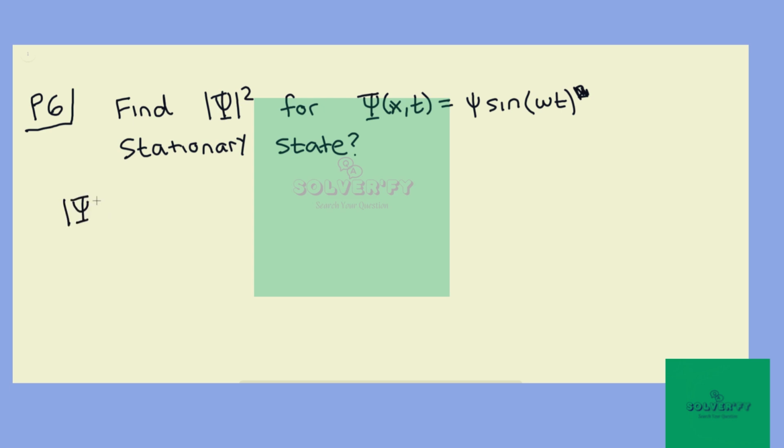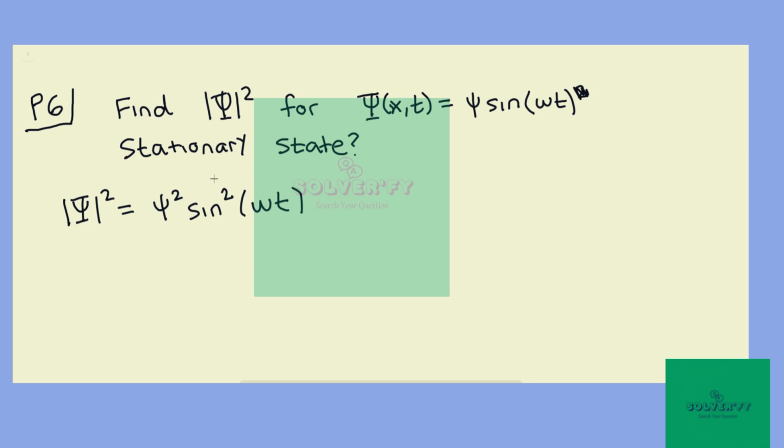The square of our wave function is really just going to be the square of the time independent part and the square of the sine function. So it's relatively straightforward. Ordinarily, if we had complex valued quantities, we'd have to multiply by the complex conjugate, which is slightly more complicated, but this is pretty straightforward. So really, we just have the time independent part squared multiplied by the sine function squared.